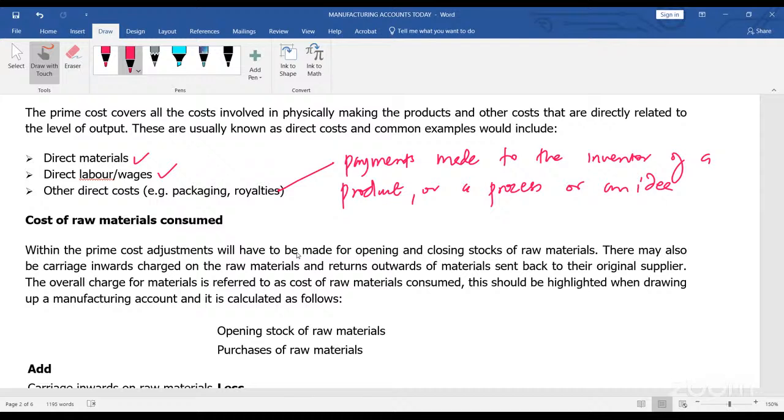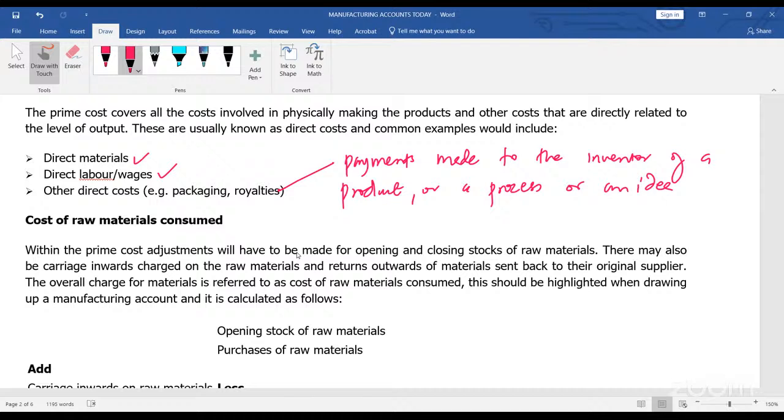Or earned by the use of an idea. So those are royalties: the payments made to the inventor of a product, a process, or an idea. You find that there will be a payment based on a percentage of the revenue earned by the use of the product, the process, or the idea. So those royalties are also direct costs.